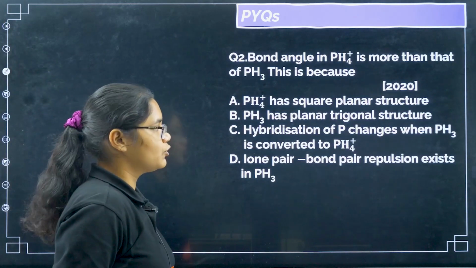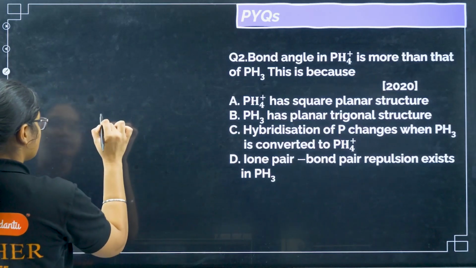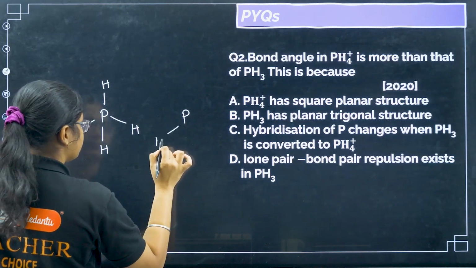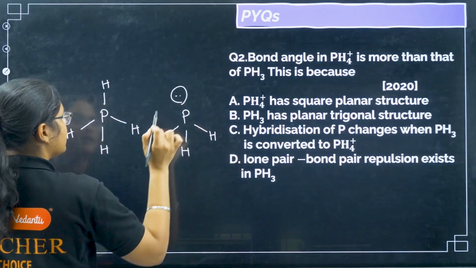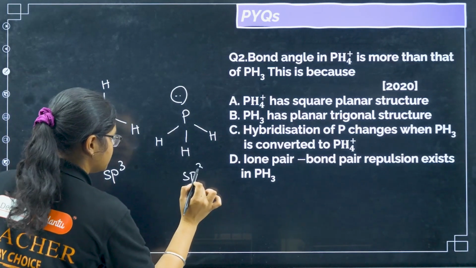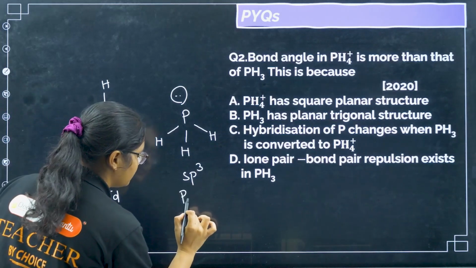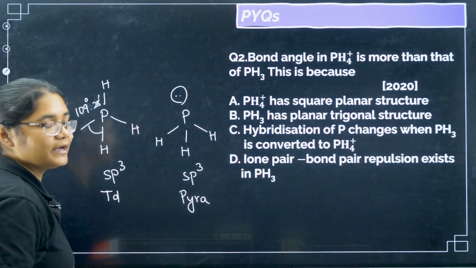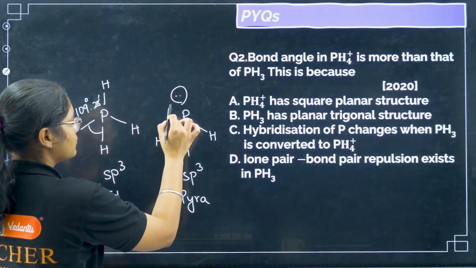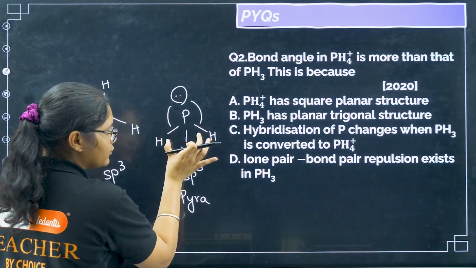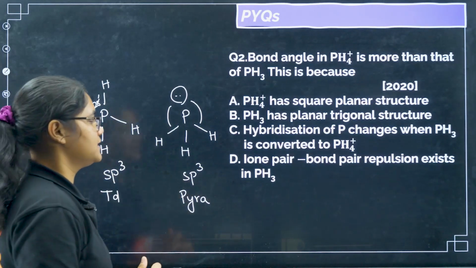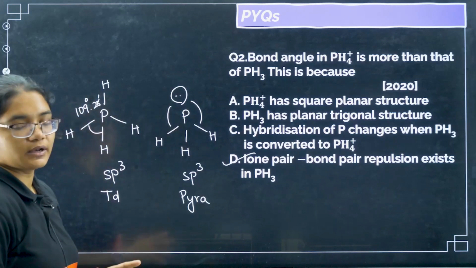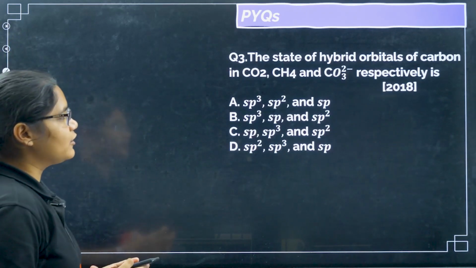Next, the bond angle in PH4+ is more than that of PH3. So if you see the structure of both, PH4+ is like this, and this is PH3. Here also hybridization is sp3, here also the hybridization is sp3, here the geometry and shape is tetrahedral, here it is pyramidal. The bond angle in sp3 hybridization is 109 degree 28 minutes, right? But here, due to this lone pair, there is lone pair and bond pair repulsion. Due to this repulsion, the hydrogens come closer to each other and the bond angle decreases. So due to the lone pair bond pair repulsion in PH3, the bond angle here is less than this one.